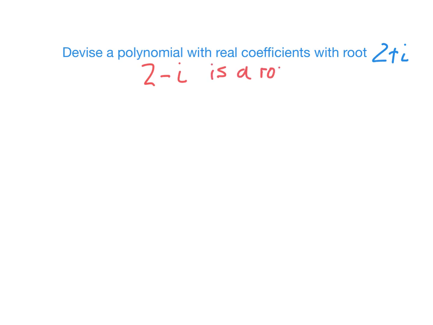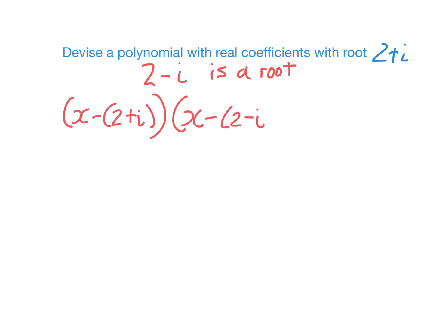If you have two roots of a quadratic equation, you can easily find the equation. It's just x minus the first root, which was 2 plus i, multiplied by x minus the second root, which was 2 minus i. Let's go ahead and expand that. It has to equal 0.